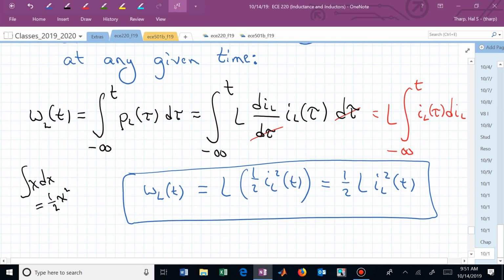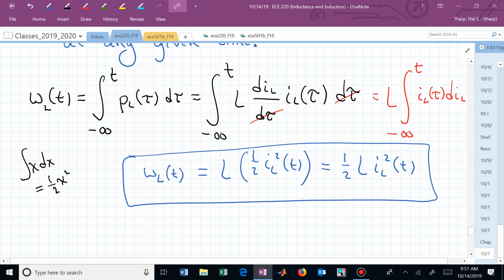And where is that energy stored? So now we have current flowing in this coil. If you want to know what the energy is in that coil, you just square that current, divide it by 2, and multiply by the inductance. And that's now the energy in that magnetic field of the inductor.